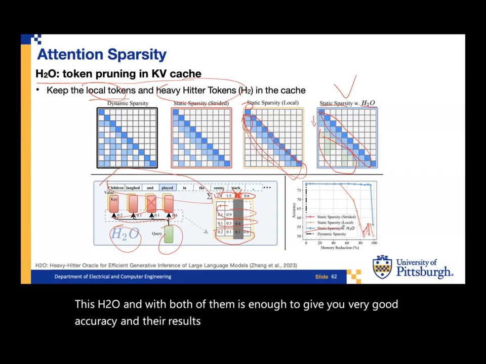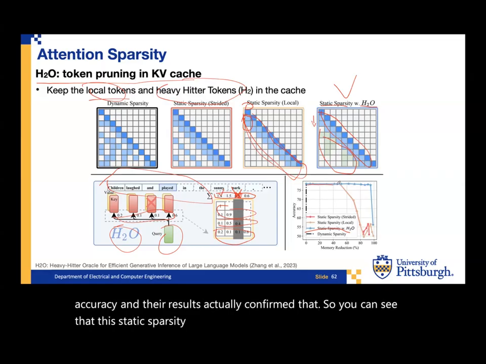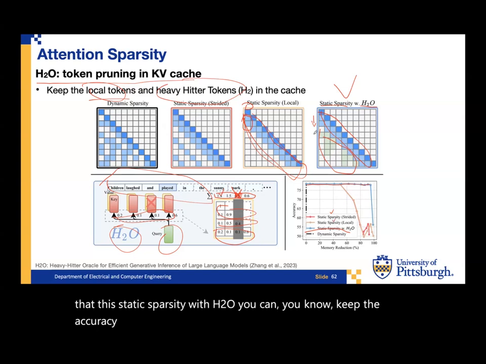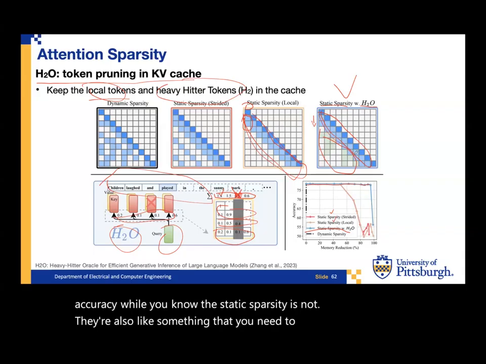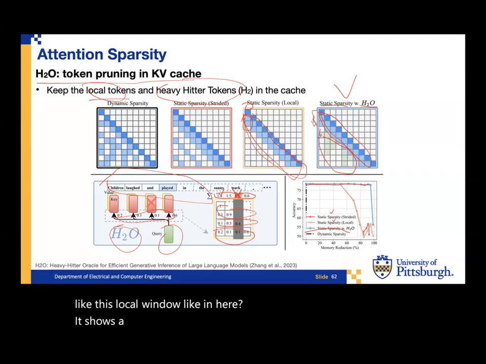So you can see that static sparsity with H2O can keep the accuracy, while the static sparsity alone is not. There is also something you need to pay attention to, which is this local window. Here it shows a local window of two tokens before myself, right? But it's a design choice.